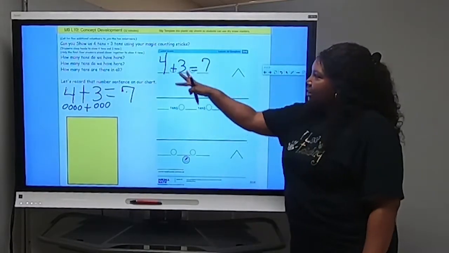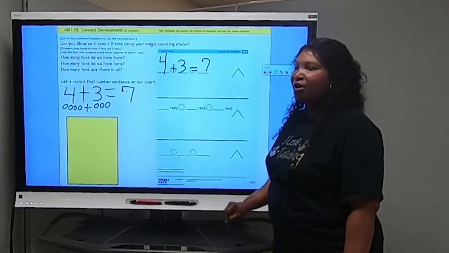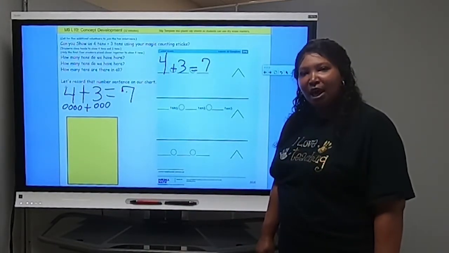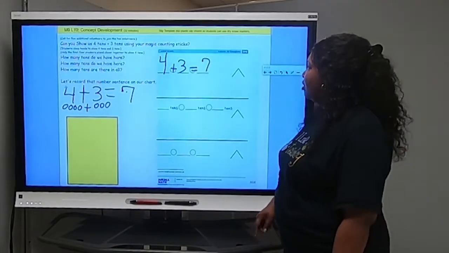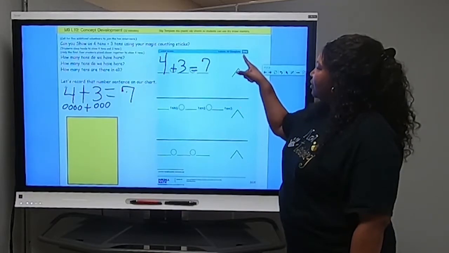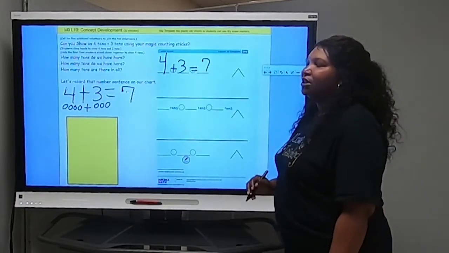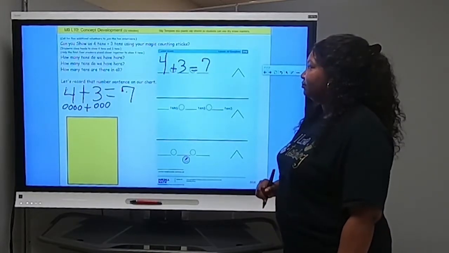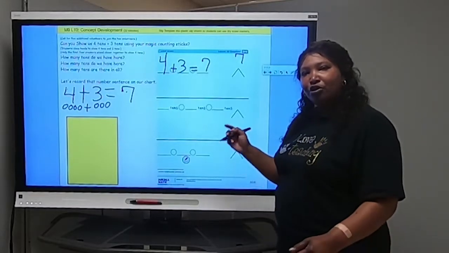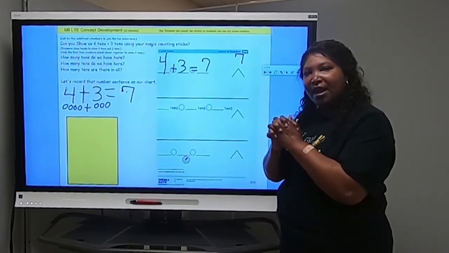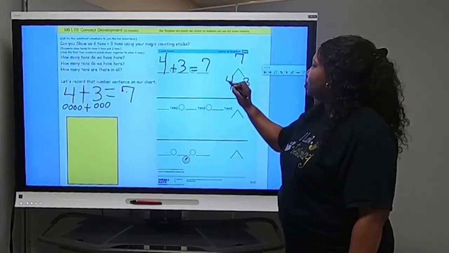So let's take these numbers and let's put them in a number bond. Really quick, let's review what a number bond is. What is a number bond? Yes, a number bond is made of 2 parts that make a whole, okay? So, which one of these numbers is the whole? Yes, 7 is your whole. So, what are your 2 parts that are put together to make that whole? 4 and 3. Good job.